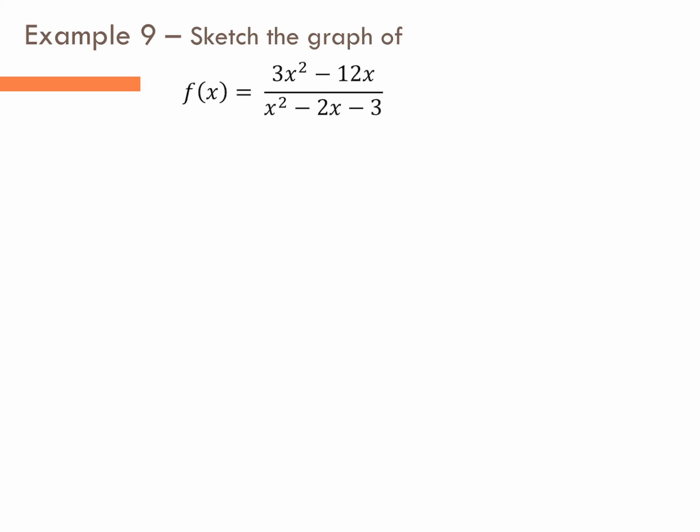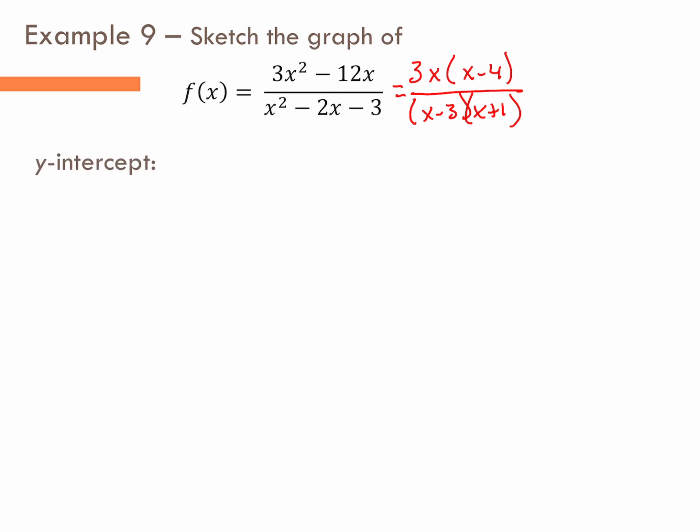Okay, one more. This one is a little more challenging. Let's make sure there's nothing we need to cancel out. On the top, I could factor out a 3x, which would leave me with x minus 4. On the bottom, if I factored, it would be x minus 3 times x plus 1. So there's nothing that could cancel.